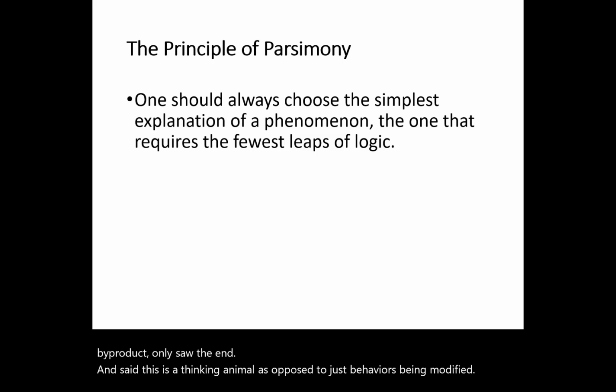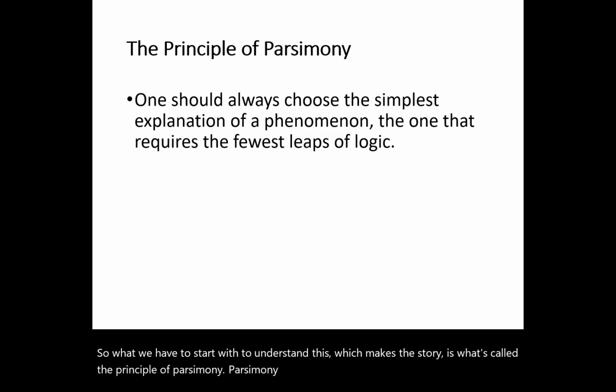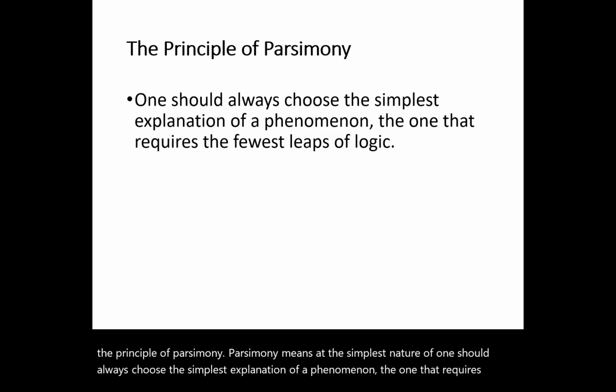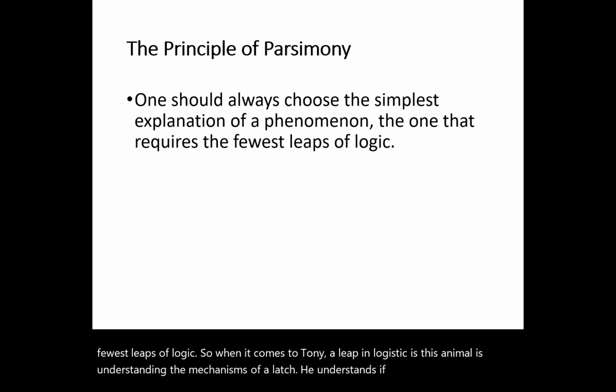So what we have to start with to understand this story is what's called the principle of parsimony. Parsimony means at the simplest nature of. One should always choose the simplest explanation of a phenomenon, the one that requires the fewest leaps of logic. So when it comes to Tony, a leap in logic is this animal is understanding the mechanisms of a latch. He understands if he lifts the latch, he may leave.